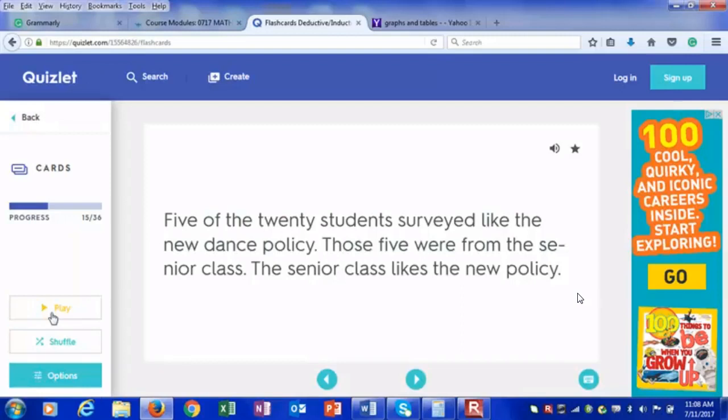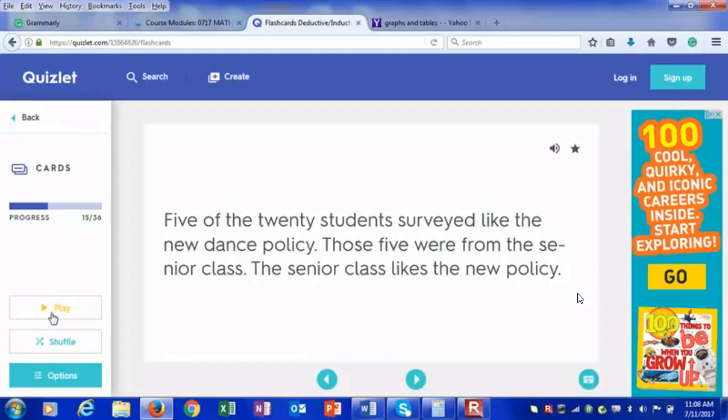Five of the 20 students surveyed liked the new dance policy. Those five were from the senior class. The senior class likes the new policy. So can we assume that based on those five, the entire senior class likes the policy? Now, mind you, we don't know what those other 15 students are. We just know these five are from the senior class. Is it inductive based on a pattern or deductive based on logic?